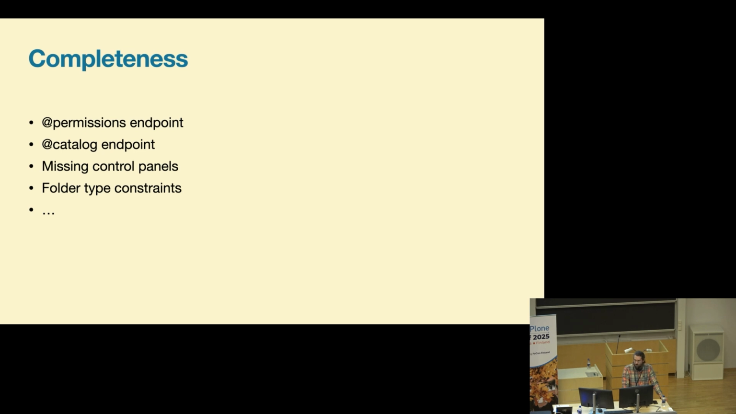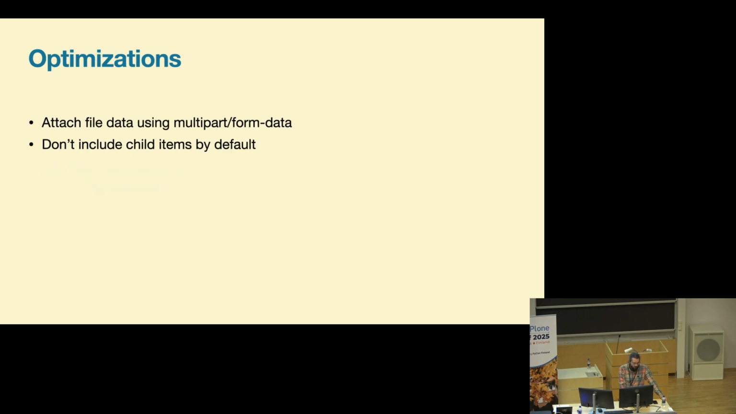The folder type constraint feature, which is the ability to assign for a particular folder which types can be added inside it, is not something that's in the API yet. And then the ellipsis is for, I'm sure there's other things as well. Any time that you find yourself having to go to Classic UI or ZMI when you're really trying to work in Volto, that's a sign maybe where something's missing.